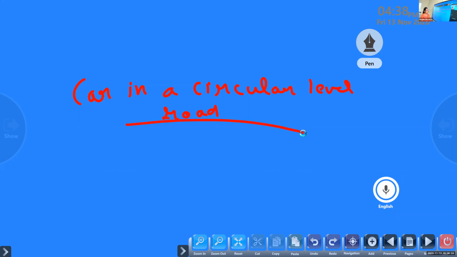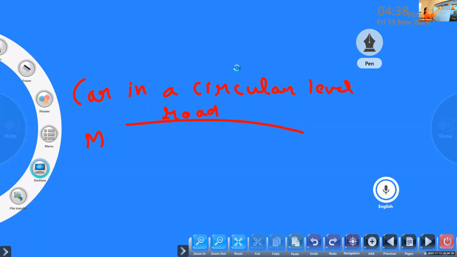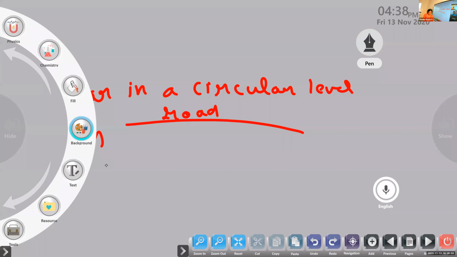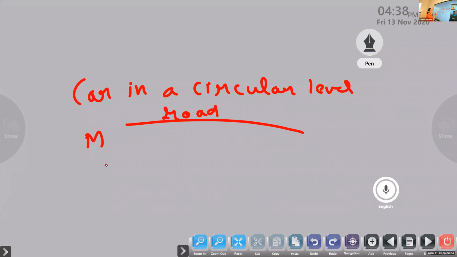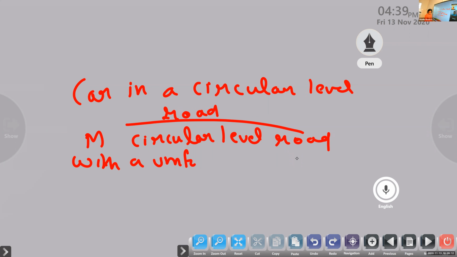Consider a car of mass M. Please use the capital letter M. Consider a car of mass M moving along a circular level road with a uniform speed v.